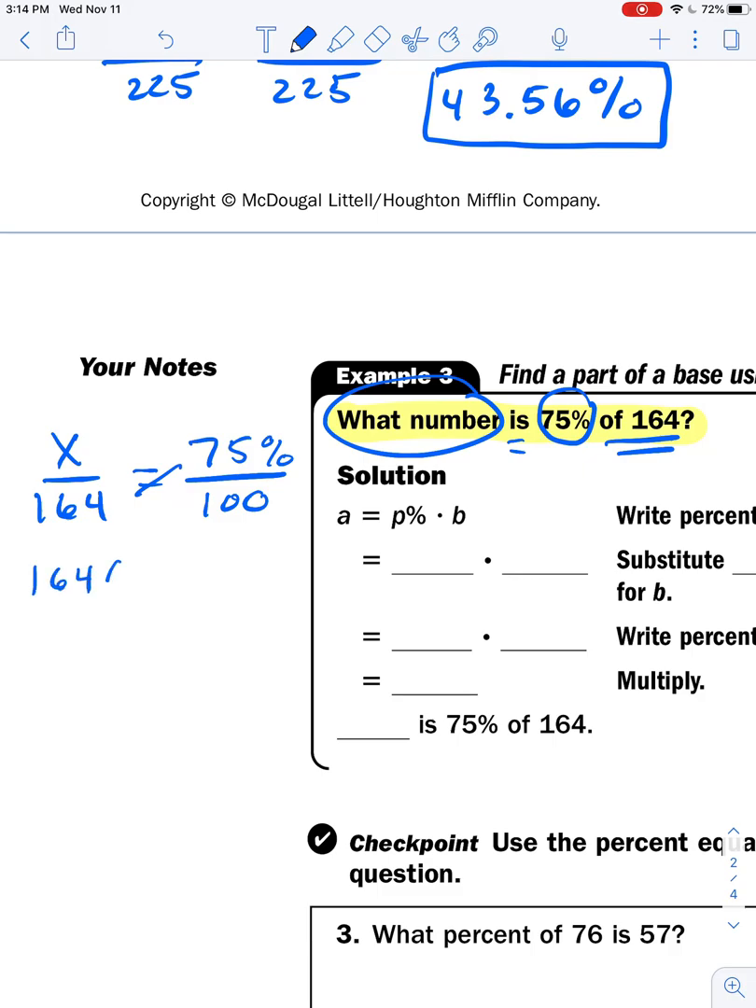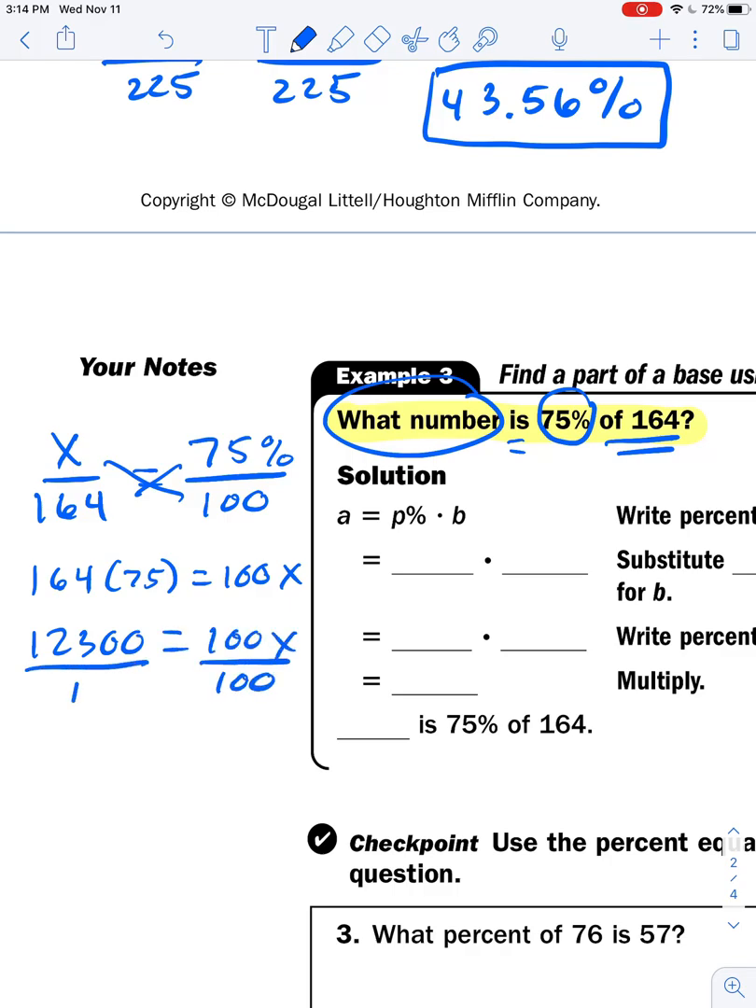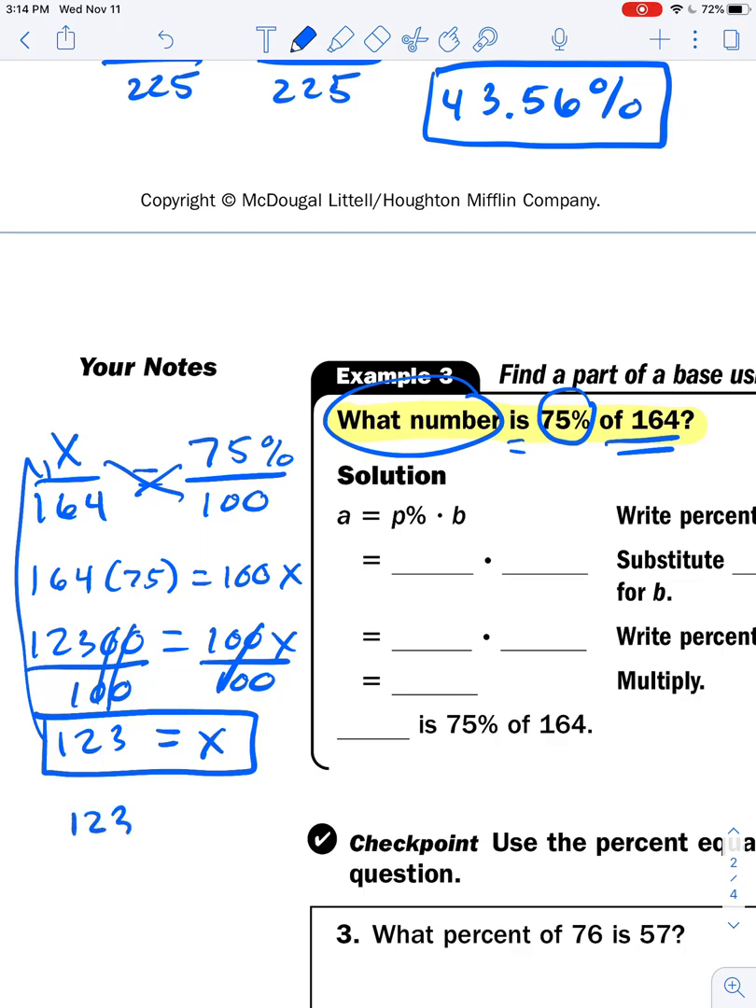And so I would just go ahead and do my cross multiplying. I would say 164 times 75 equals, on this diagonal, 100 times x. So back to your calculator. 164 times 75 equals 100x, dividing by 100. So x equals, these zeros are gone, 123. So what does that mean? That means that if you took it back up here, 123 out of 164 would be 75%, meaning 75 out of 100.